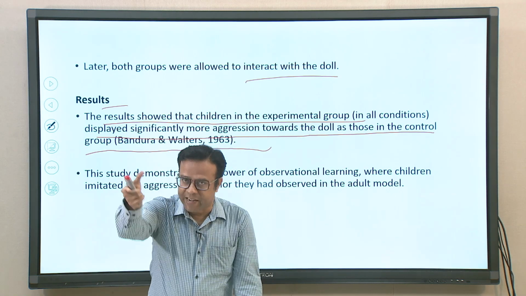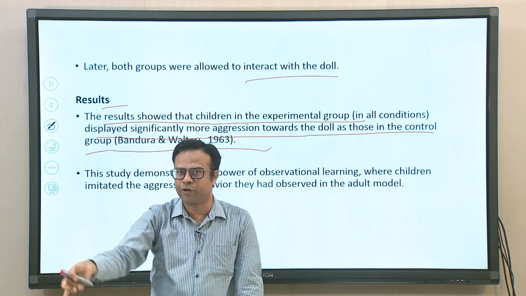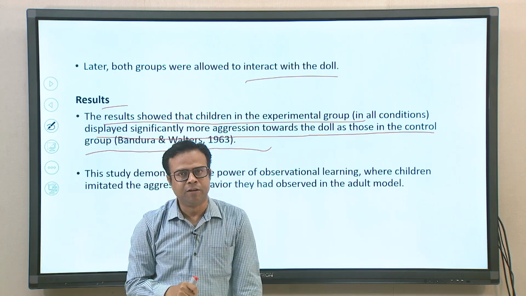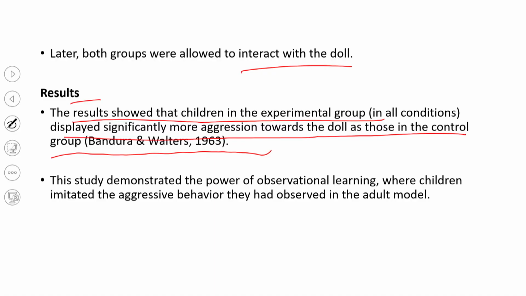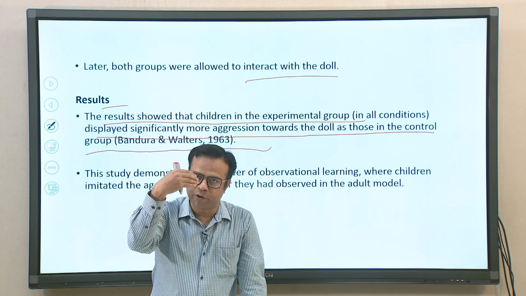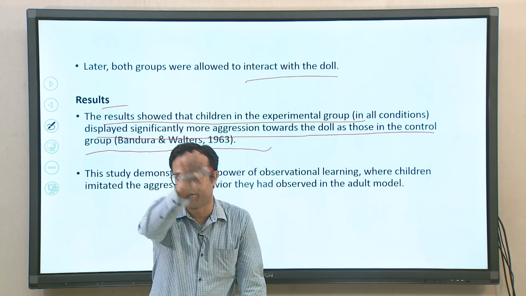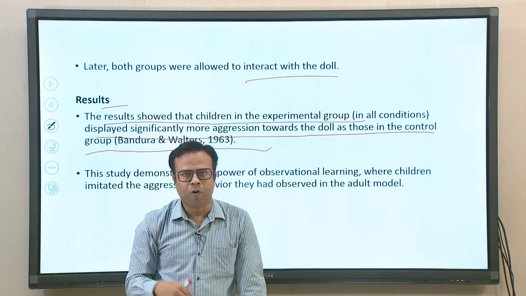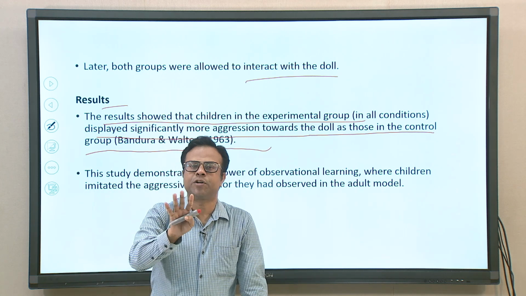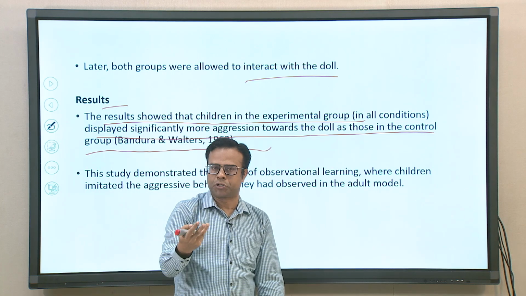So, the children who could see that the adult was behaving aggressively with the doll, when the same doll was given to them, were also behaving aggressively. That means they learned by observing others. And the control group, who did not see any aggression earlier, did not behave aggressively when the doll was given. And this was true in all the conditions: when the live model was showing it, when it was shown in the format of films and video, or in the form of cartoon. In all conditions, the aggression was much higher in the experimental condition as compared to the control condition.